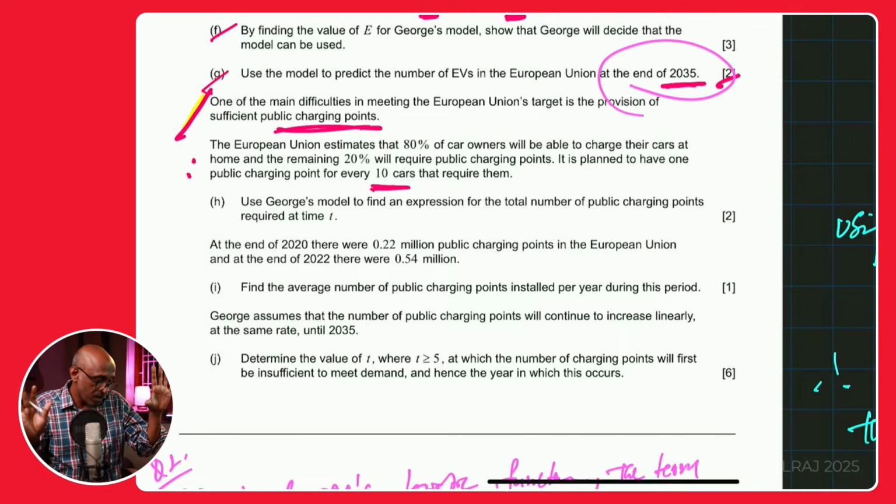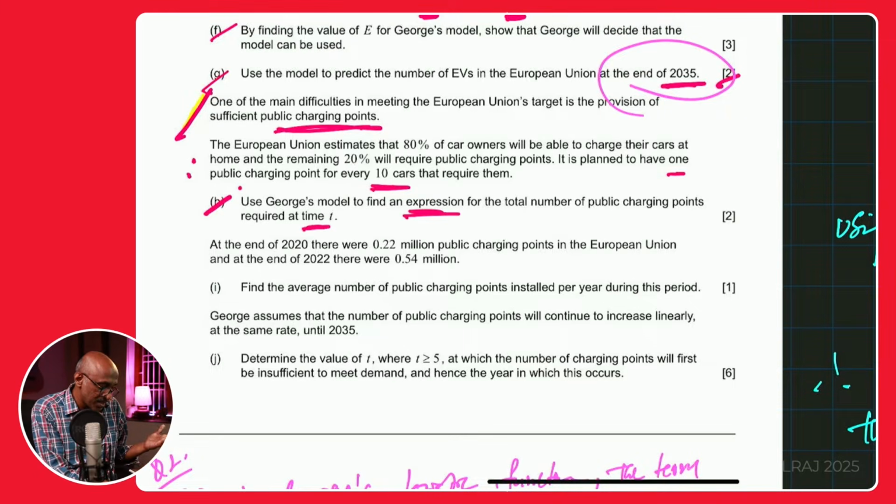80% of car owners will be able to charge their cars at home. The remaining 20% are the ones who need public charging points. This is the estimation by the European Union, and they are planning to have one public charging point for every 10 cars. One for every 10, 10 for every 100, that's like 10%. So the idea is to use George's model to find an expression for the total number of public charging points required at time t.